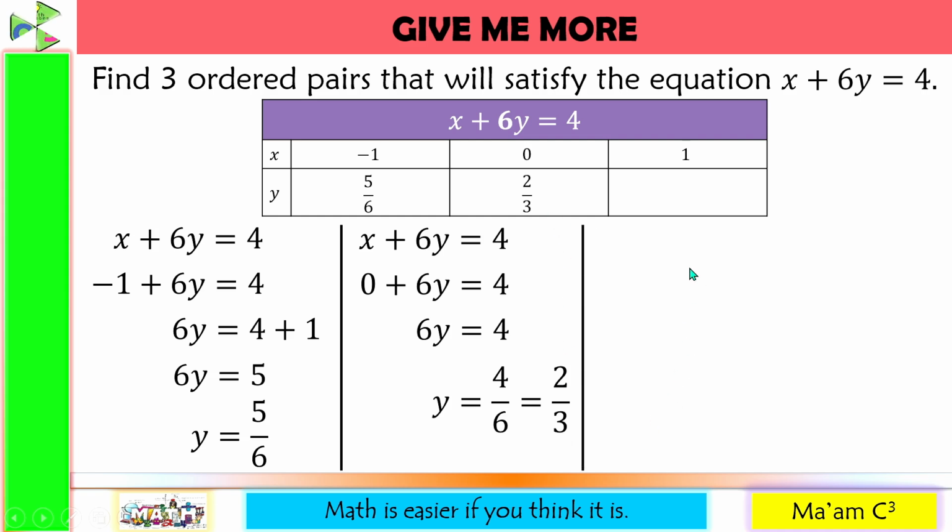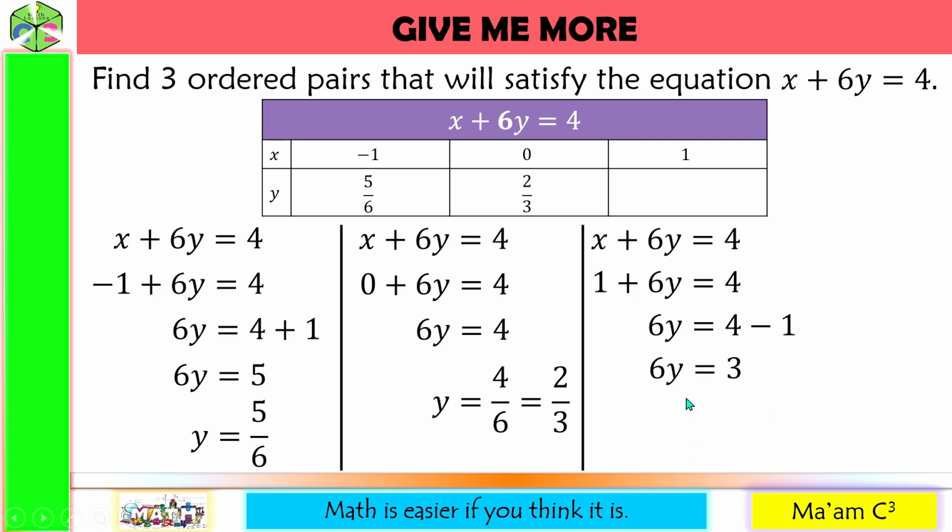Let's have the last one. Again, I'll copy the given equation, and this time I will substitute 1 for x. I'll move 1 on the other side. It will become minus 1, and 4 minus 1 is 3. Again, to solve for y, let us divide both sides by 6. So this will become y is equal to 3 over 6. This can still be reduced to lowest terms, and it is equal to 1/2. So the partner of 1 is 1/2.